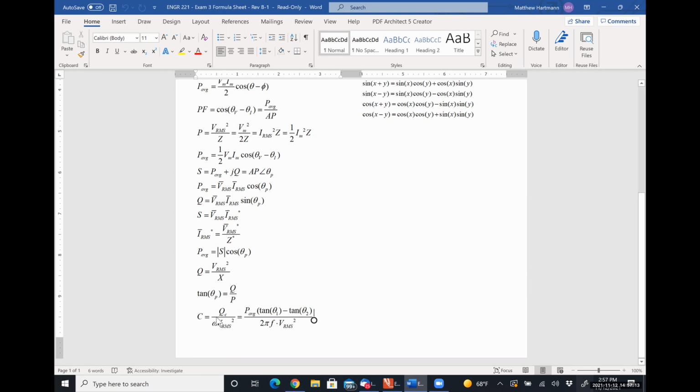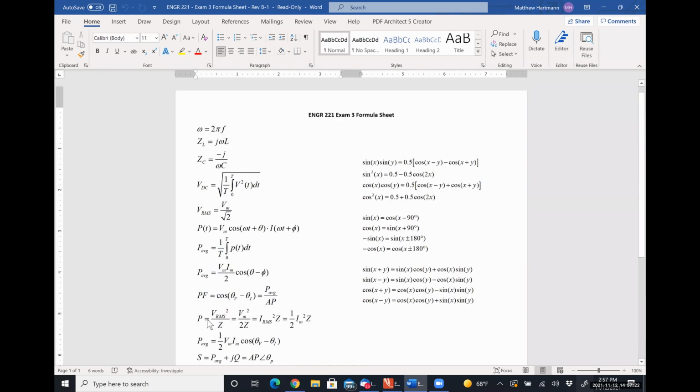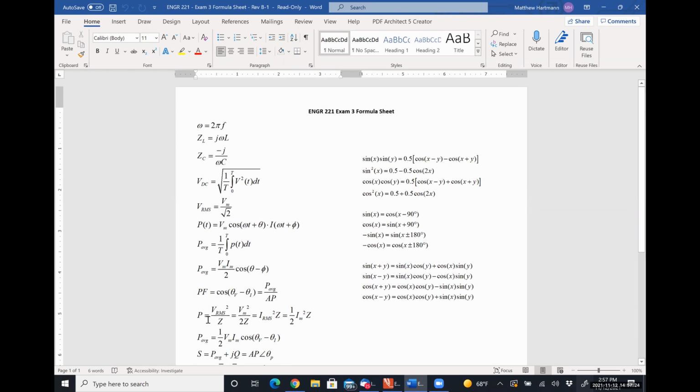And then the equation for determining the capacitance for a power factor correction problem. So there are small little errors here, or just ways that we did things slightly differently. I'm too lazy to update it. Just telling you straight up.